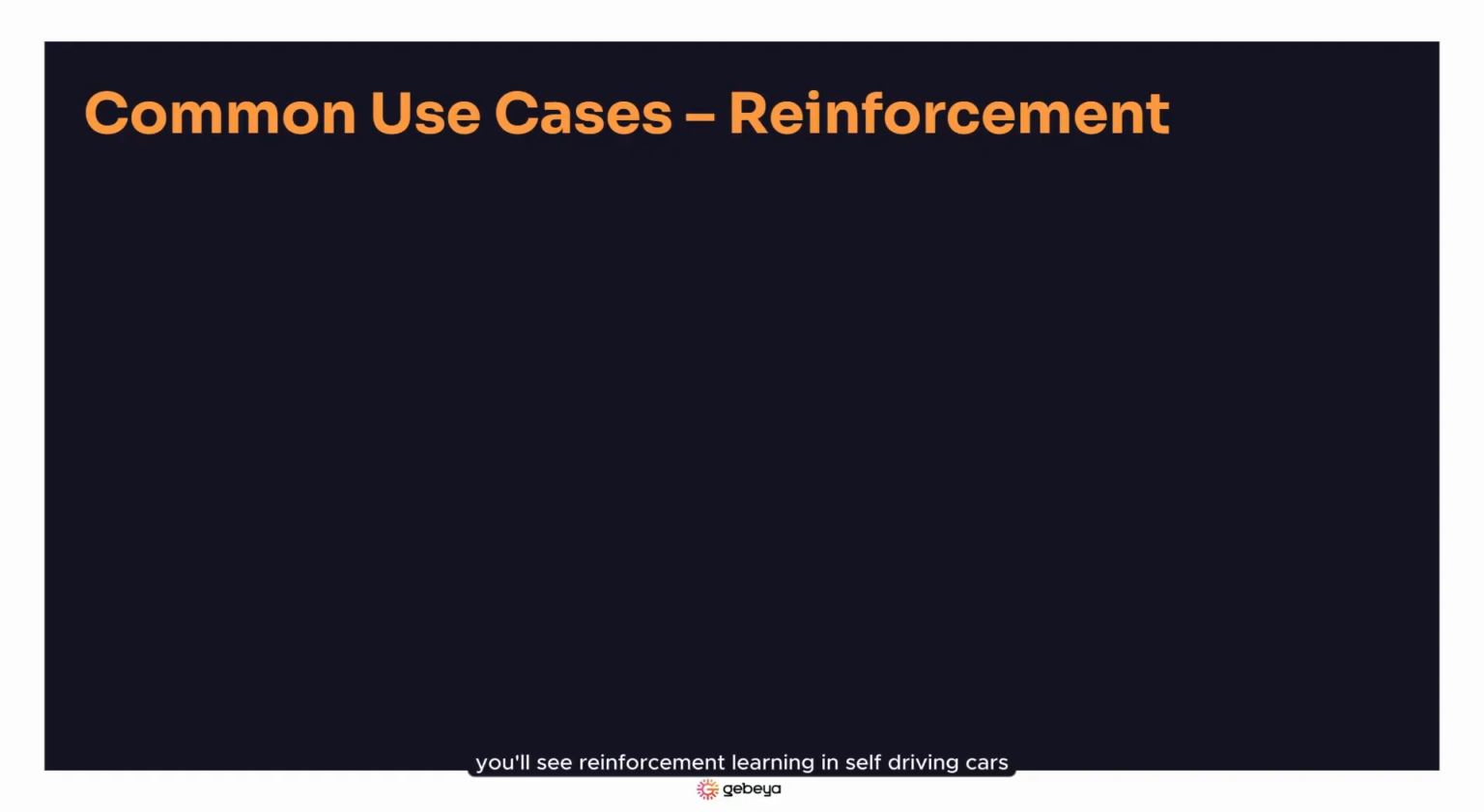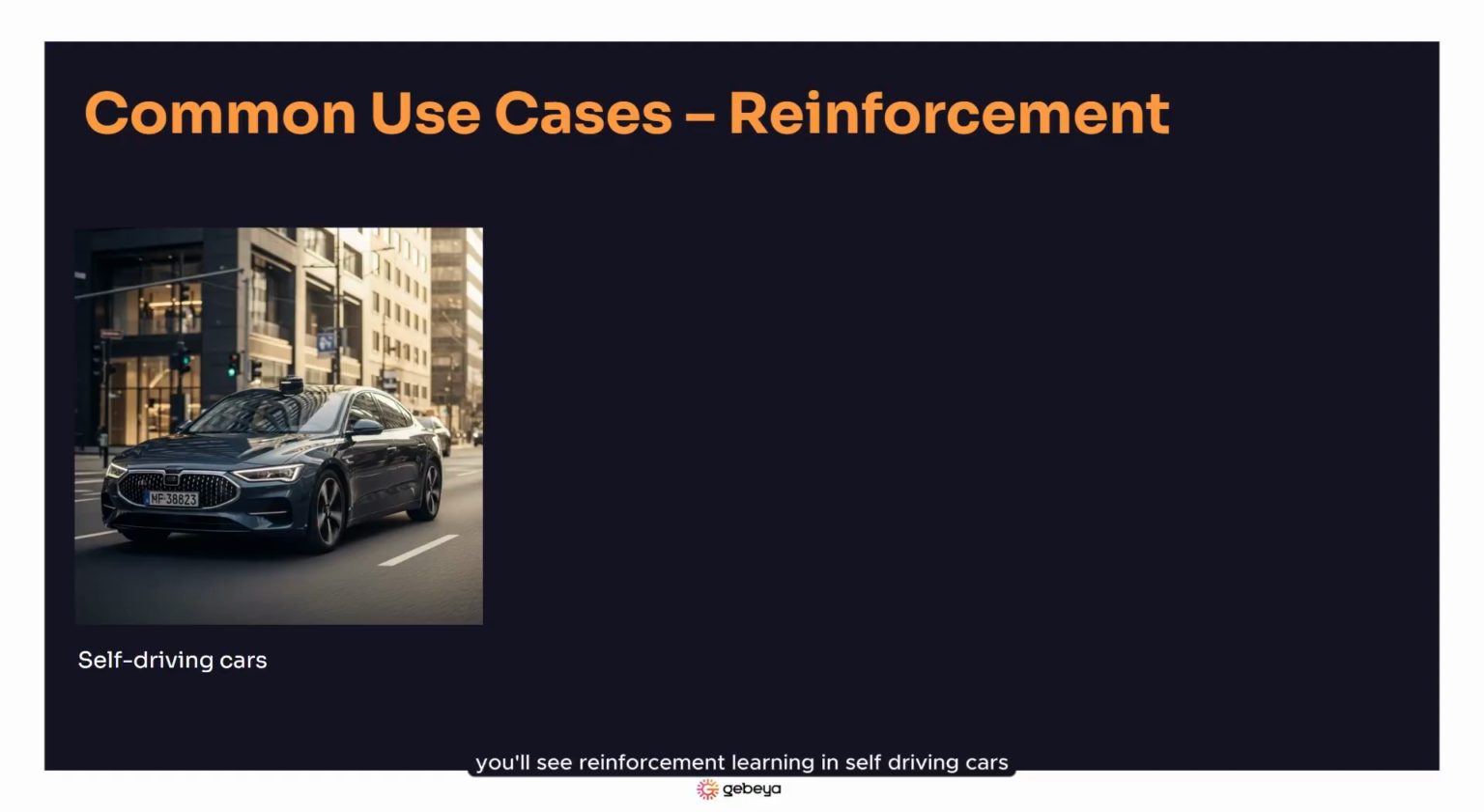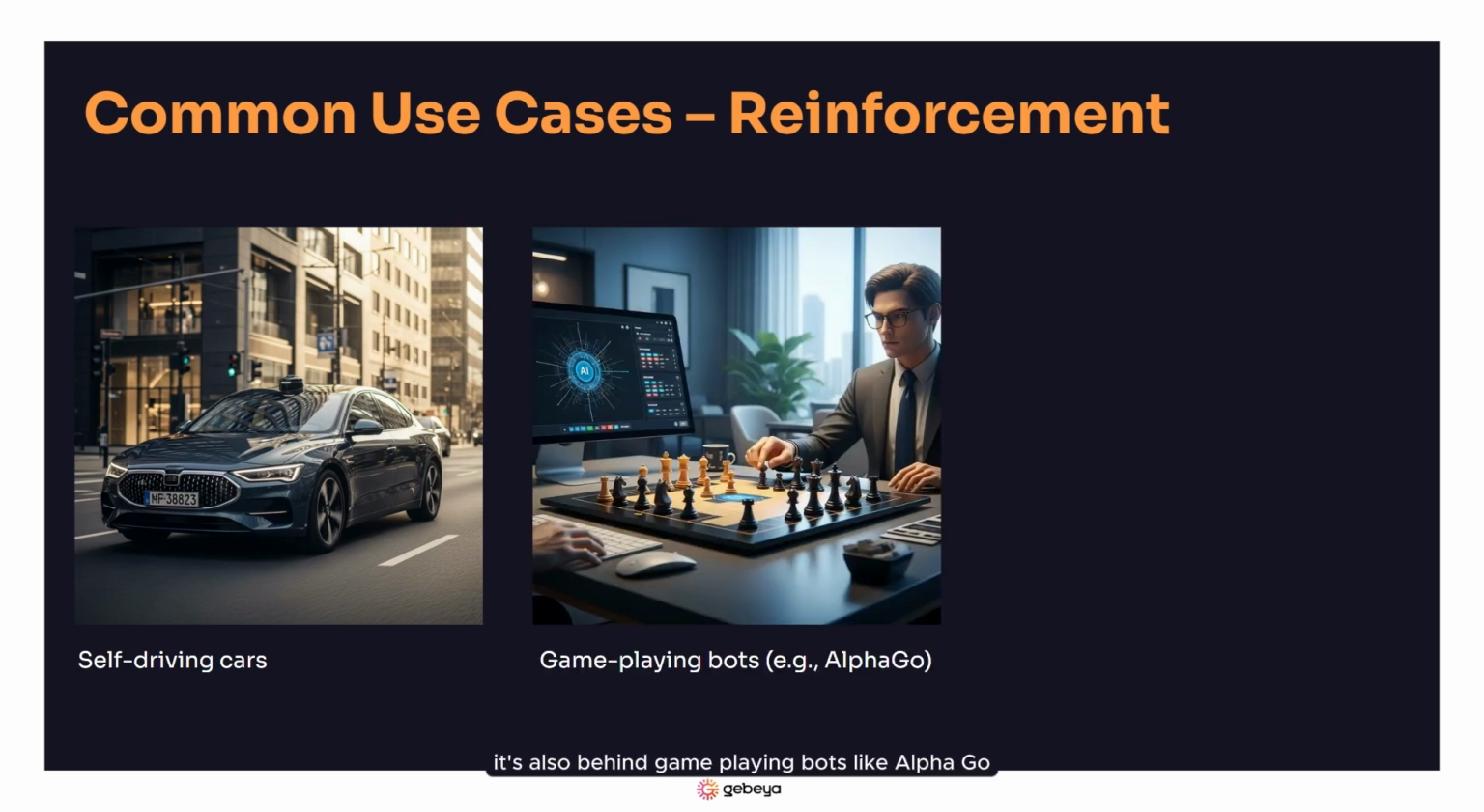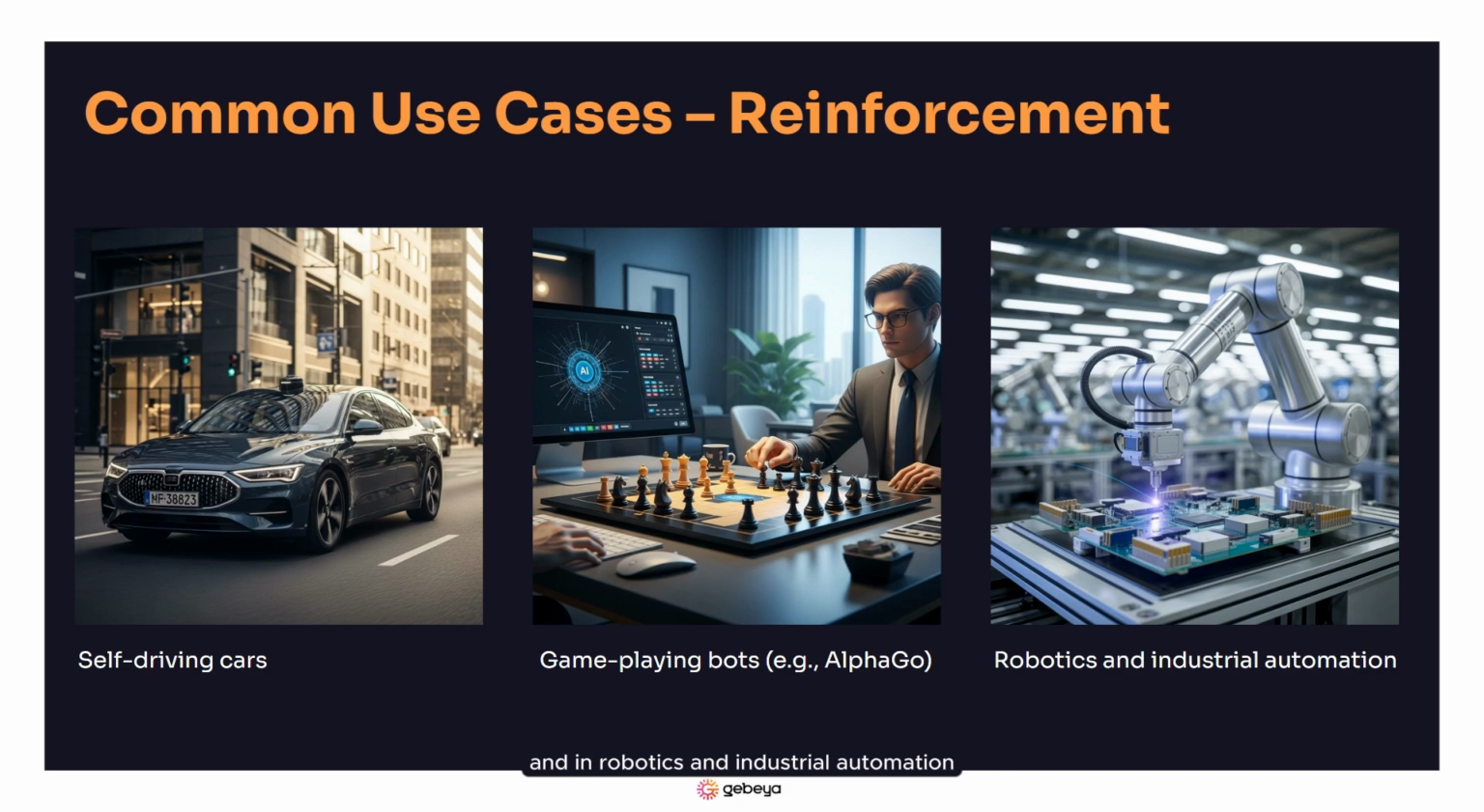You'll see reinforcement learning in self-driving cars, which constantly adjust based on road conditions, other vehicles, and safety rules. It's also behind game-playing bots like AlphaGo, which master the game of Go by playing millions of matches and refining a strategy. And in robotics and industrial automation, RL is used to optimize how machines move, handle materials, or even manage factory workflows.